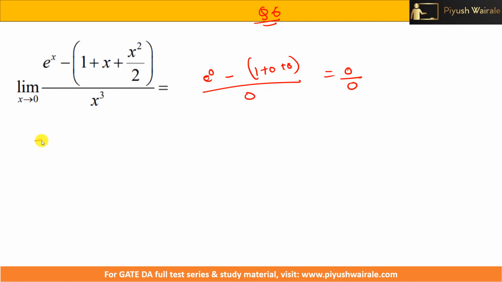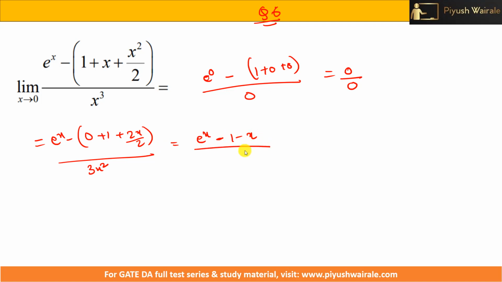Just take the derivative. The derivative of e to the power x minus 1 is e to the power x, the derivative of x is 1, plus the derivative of x square by 2 is 2x by 2, right? And here 3x square. So just simplify this: e to the power x minus 1 minus x, right? And here 3x square. Now just put the limit x tends to 0. What are we getting? e to the power 0 minus 1 minus 0, again 0. So again 0 by 0 form.